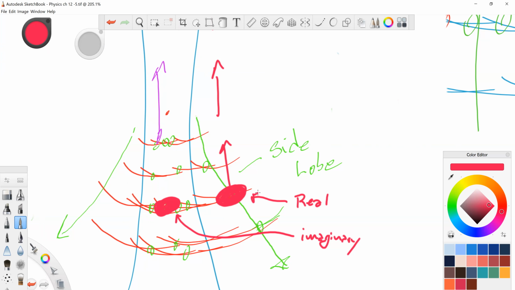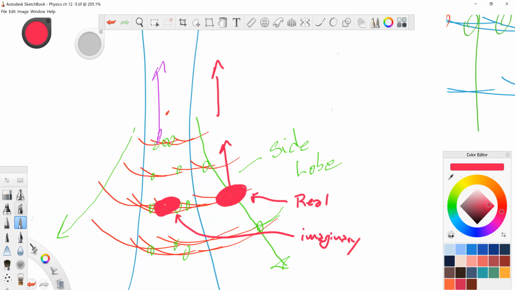A real object outside of the main beam, if it is hit by a strong enough side lobe, will be heard, or seen, whatever you want to think of it as. But the transducer and the machine can't possibly know that it was outside of the main beam, so it's going to put it inside the beam, which means you're going to see something on your screen that is misplaced.